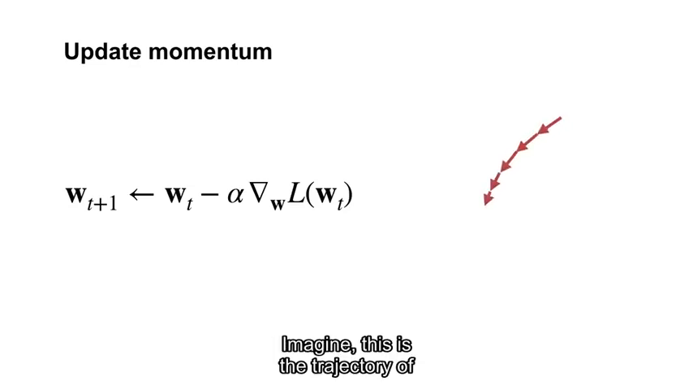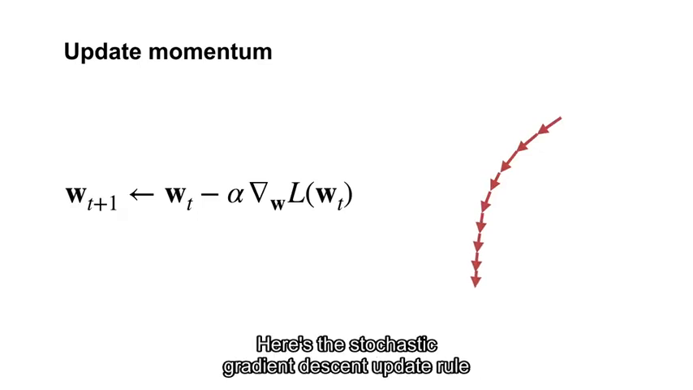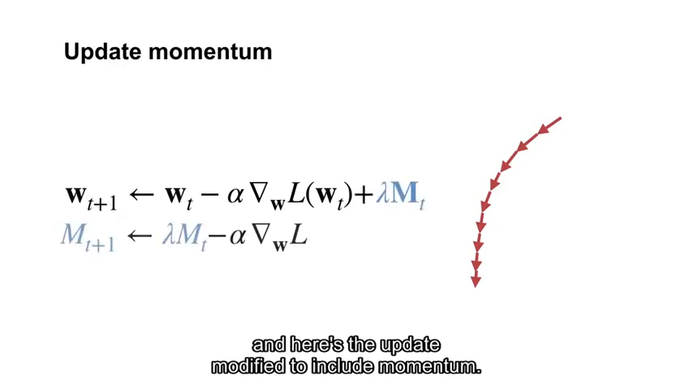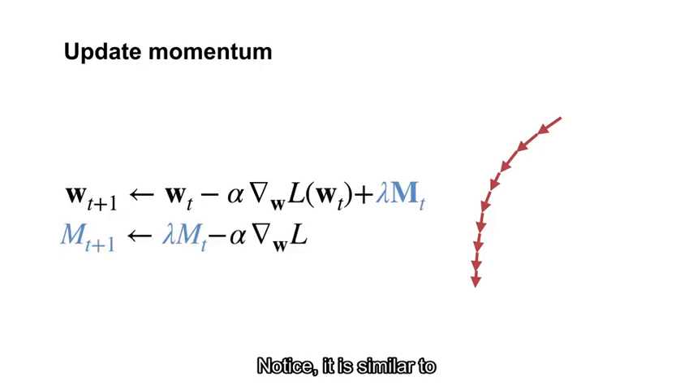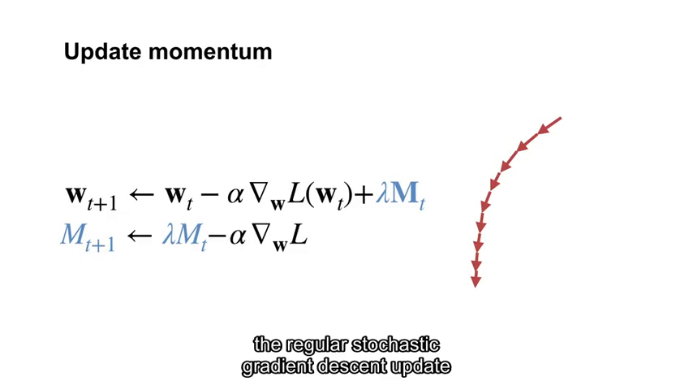Imagine this is the trajectory of a two-dimensional weight vector under stochastic gradient descent. Here is the stochastic gradient descent update rule. And here is the update modified to include momentum. Notice it is similar to the regular stochastic gradient descent update plus an extra term called the momentum, m. The momentum term summarizes the history of the gradients using a decaying sum of gradients with decay rate lambda.